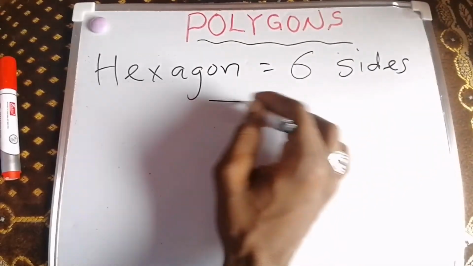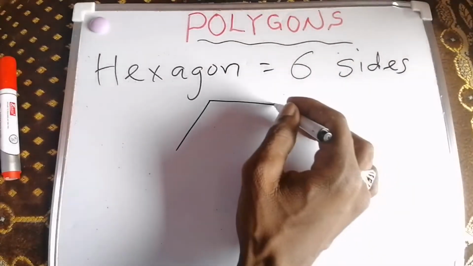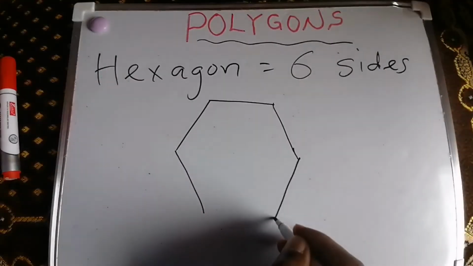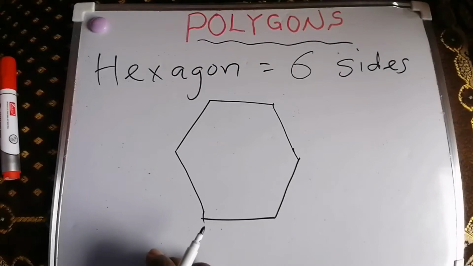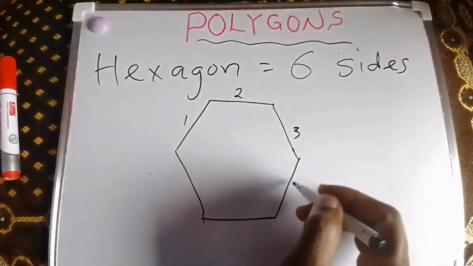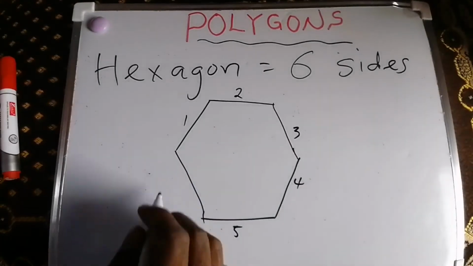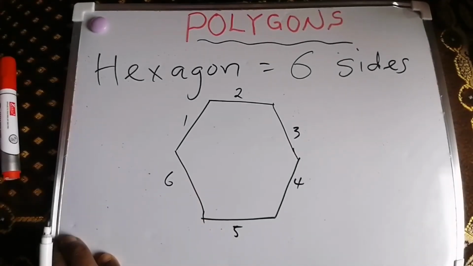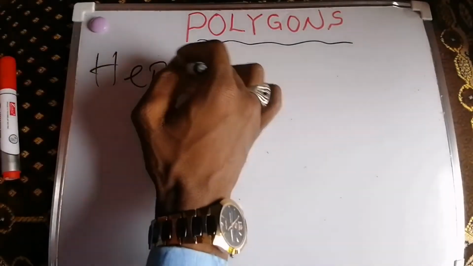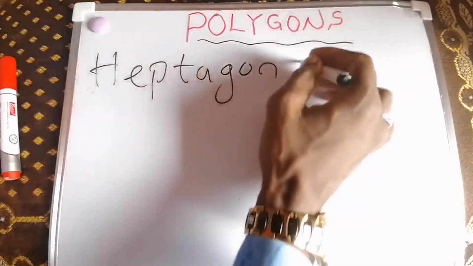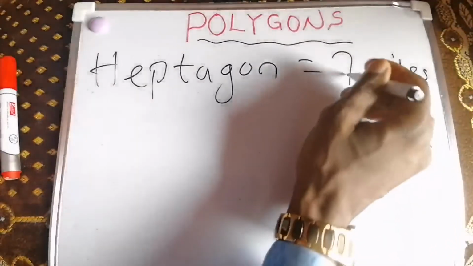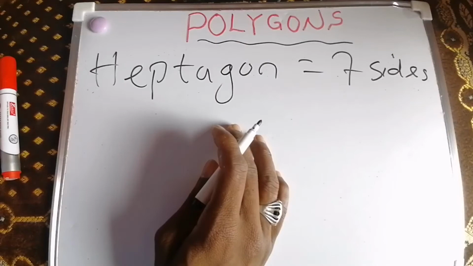This is hexagon. So it has 6 sides. 1, 2, 3, 4, 5, 6. Hexagon has 6. This one we have heptagon. Heptagon has 7 sides.